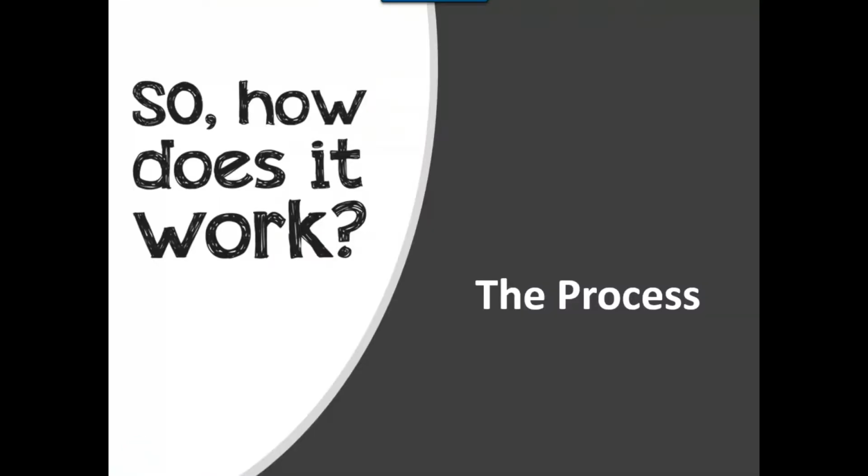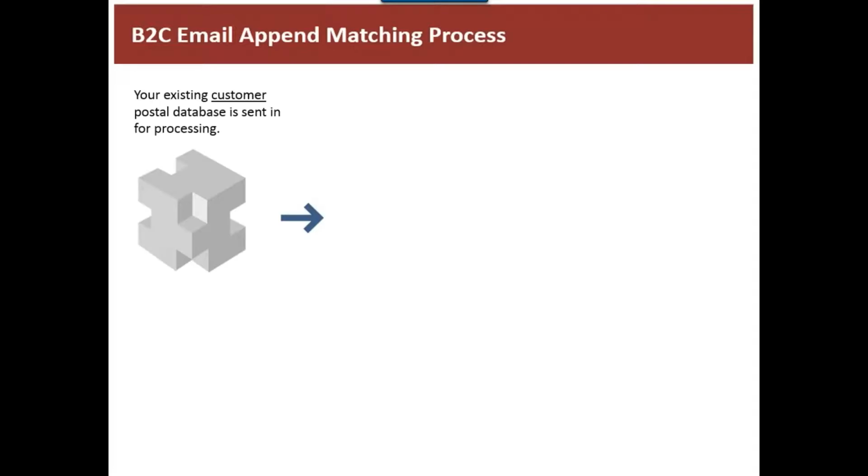All right, so that covers the what and the why. Let's talk about the how, the actual process of appending these emails, which I've touched upon a little bit. We're going to start with B2C. We're talking about consumer email addresses. So first thing, you have your existing customer postal database, and you send it in for processing. Now, the word customer is underlined there because it's very important that these are customer addresses, customer first name, last name, people that you've done business with.